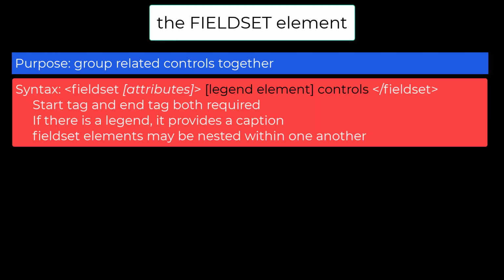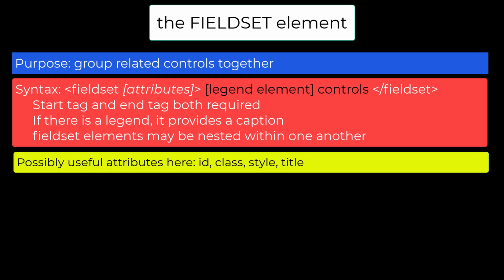The syntax: start tag, FIELDSET, possibly some attributes, and then optionally a legend element, and then some controls, and an end tag. The start tag and the end tag are both required. If there is a legend element, it provides a caption, usually displayed in the box boundary, and we'll see an example shortly. FIELDSET elements may be nested within one another.